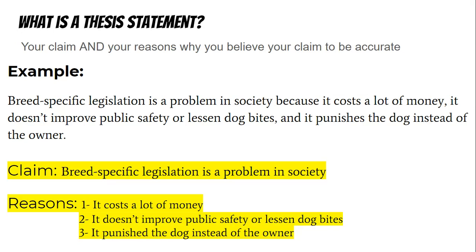The first was it costs money, a lot of money. Second, it doesn't improve public safety or lessen dog bites. And third, it punishes the dog instead of the owner. So those are their three reasons why they believe their claim or their opinion to be accurate. Okay, so the reason we put in reasons is because that ultimately will be our three body paragraphs when we go to write this full essay.